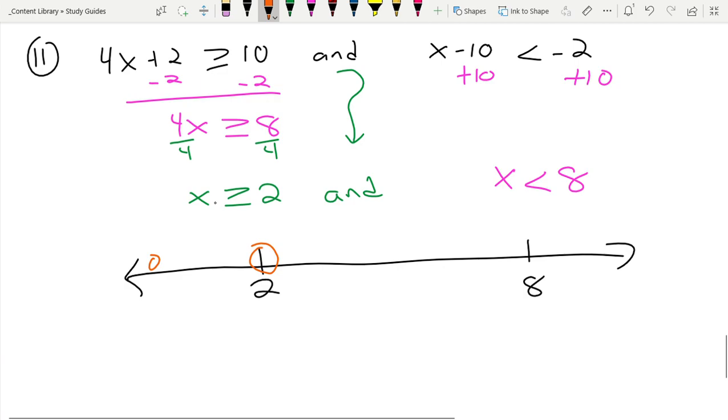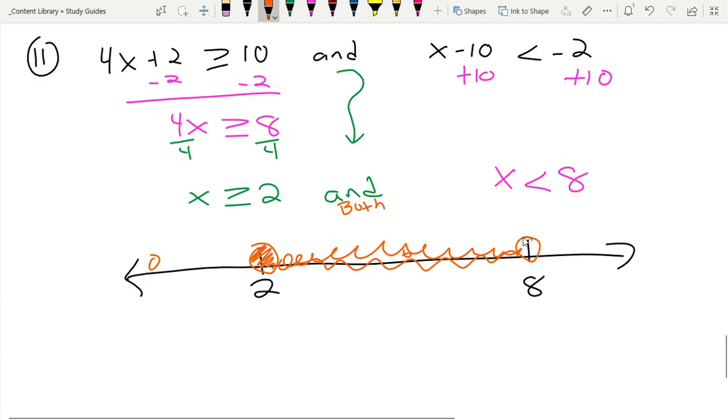Now we check out 2. Is 2 bigger than or equal to 2? Yes, it is. And is 2 less than 8? Yes. Because it worked in both, that means I use it. Pick a number in the middle like 6. Is 6 bigger than 2? Yes. And is 6 less than 8? Yes. So that means we're going to use the middle section as well.